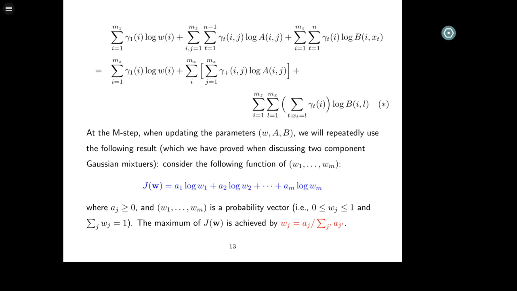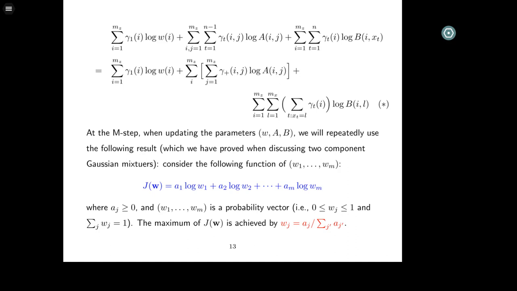Good. So next we want to update the parameters W, A, and B. It turns out the optimization isn't too difficult. We're going to repeatedly use the following result, which I think I have proved before. What is the result? Consider the following function of W1 to Wm. It's equal to A1 times log W1 plus A2 log W2, all the way to Am log Wm. Here, all my A's are non-negative. It could be equal to zero. It could be a fraction, like 1/3 or 1.2, not necessarily integers. And my W, W1 to Wm, is a probability vector.